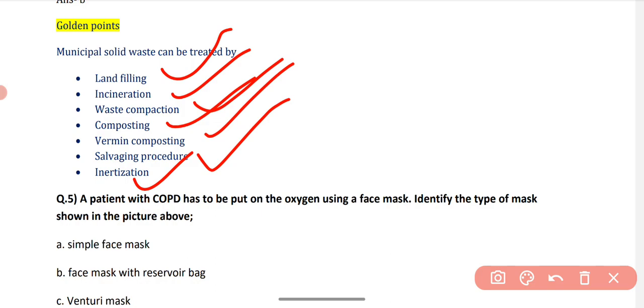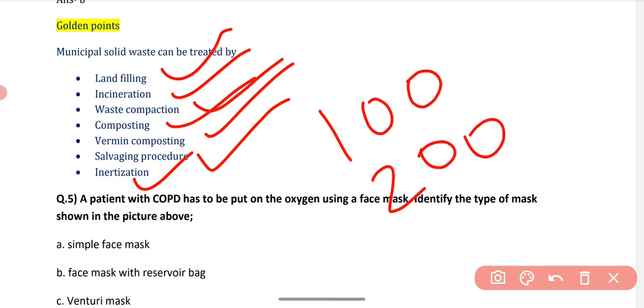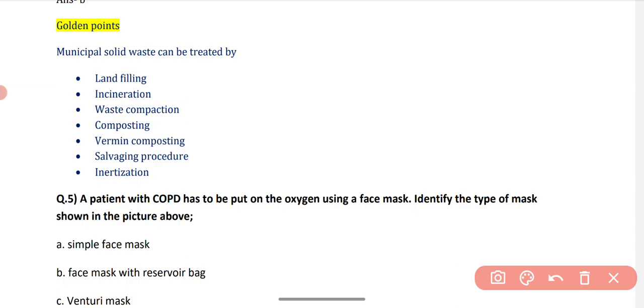Landfilling means usually the solid waste that is collected will be kept in a separate land. It should be 100 meters away from the river, 200 meters away from the pond, 200 meters away from the living area or highway, and 20 meters away from the airport. Okay, so these things are very, very important. Okay guys, fine. So let's see one by one.